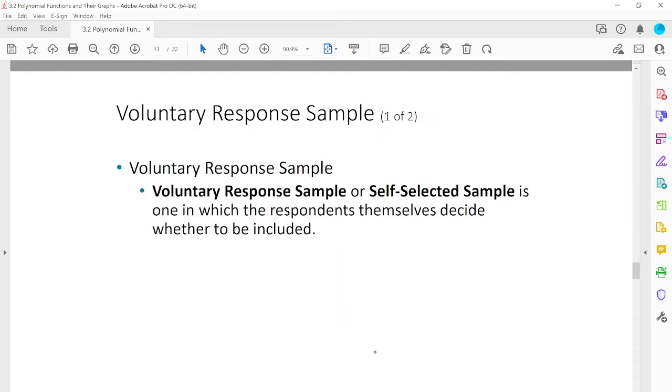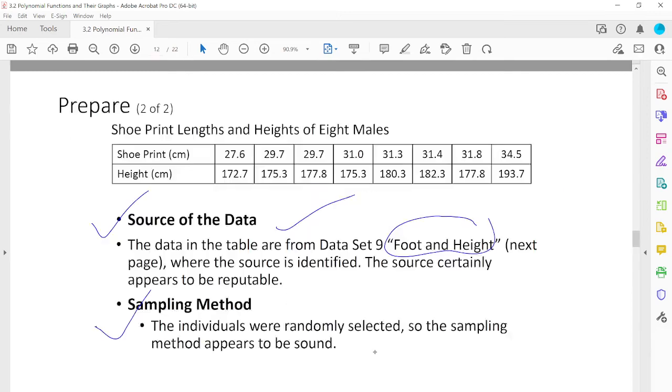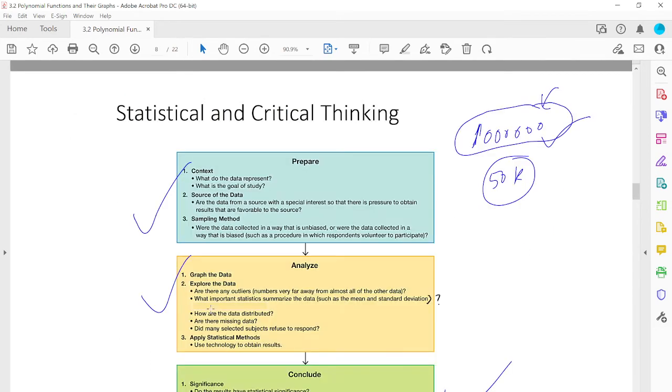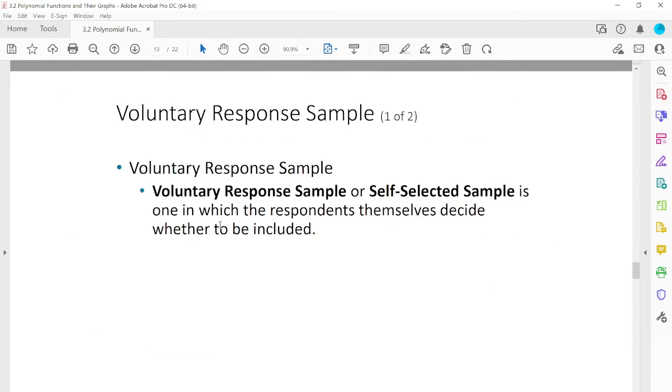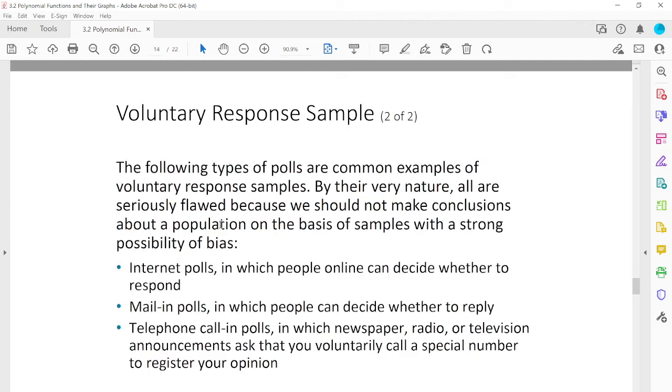And then after that, as you can see here, if you go back to this page, sampling method. What sampling method are they using? There is one sampling method called the voluntary response sample. This is not good. A voluntary response sample, or self-selected sample, is one in which respondents themselves decide whether to be included. The following types of polls are common examples: internet polls, mail-in polls, or telephone calls are voluntary response samples. And because it's voluntary, the data is not that reliable.